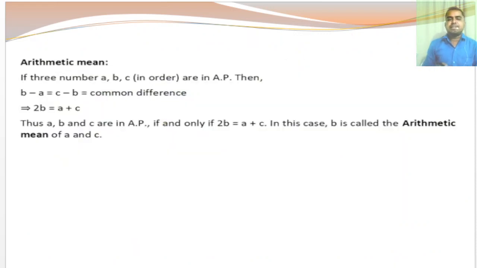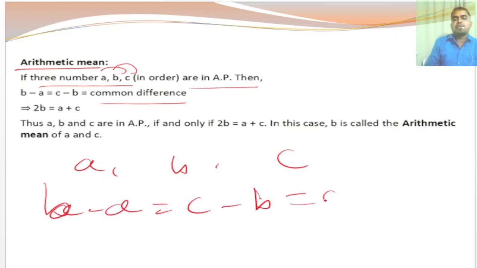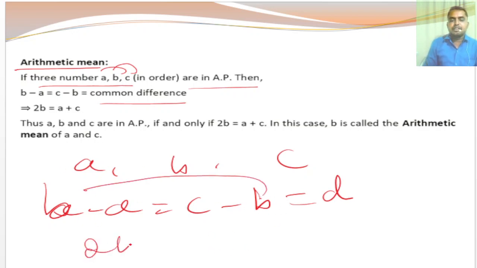Next, come to the arithmetic mean. So what is the arithmetic mean? If 3 numbers a, b, c are in AP, then b minus a is equal to c minus b. That is the common difference. Then taking minus b to the left side, 2b equals c plus a, or a plus c. Thus a, b, c are in AP if and only if 2b is equal to a plus c.